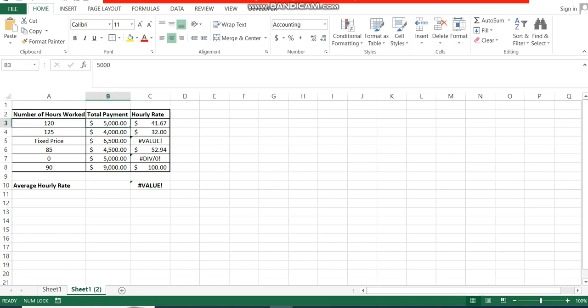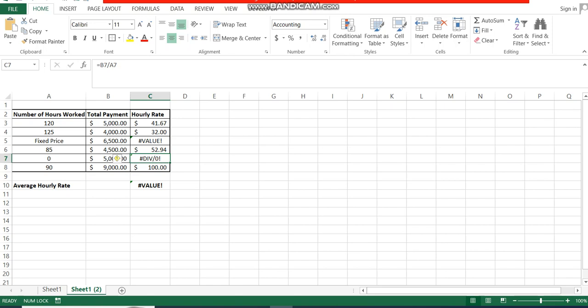Suppose 5000 total payment divided by 120 number of hours worked gives us the hourly rate, which is B3 divided by A3. But sometimes, if the number of hours is not mentioned and instead a fixed price is mentioned, then the hourly rate would show a #VALUE! error because there is no number mentioned here. Similarly, if 0 is mentioned, 5000 can't be divided by 0, so that would result in a #DIV/0! error.